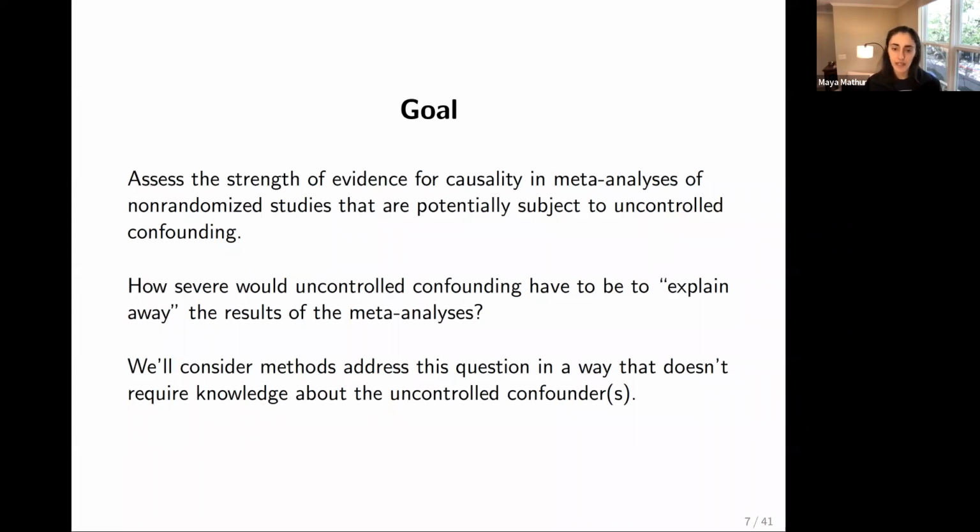And in particular, the methods we'll consider address this question in a way that doesn't require us to know anything specific about the uncontrolled confounder. So we don't need to have, for example, knowledge of the prevalence or the distribution or characteristics like that.